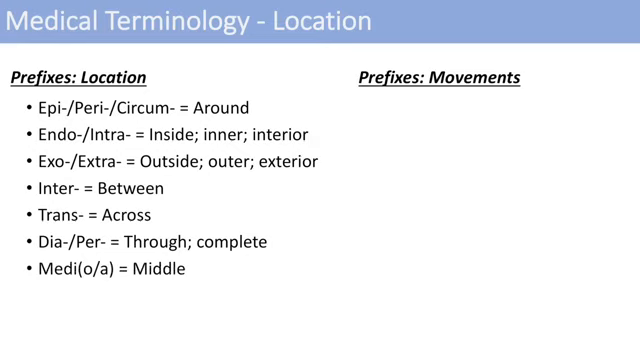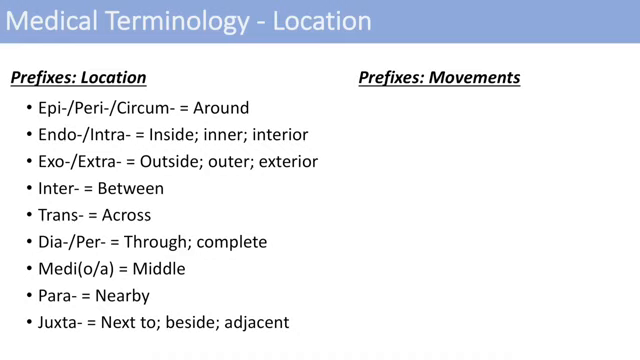The other one is medi or medio or media, which just means in the middle. The next one is para, which means nearby. And then we also have juxta, which means next to or beside or adjacent. So just think of juxtaposition. You put things beside each other.